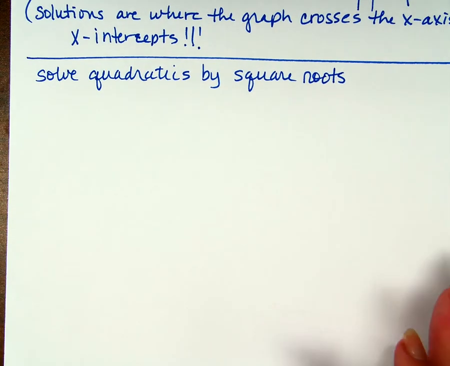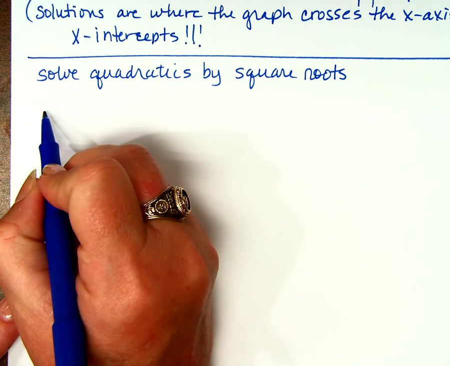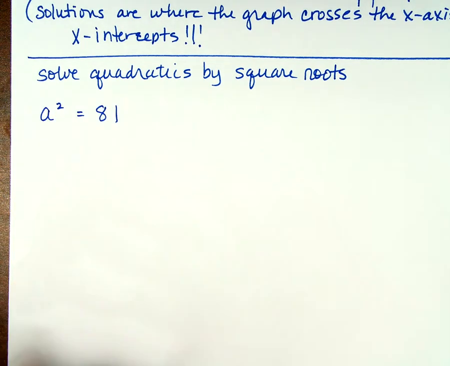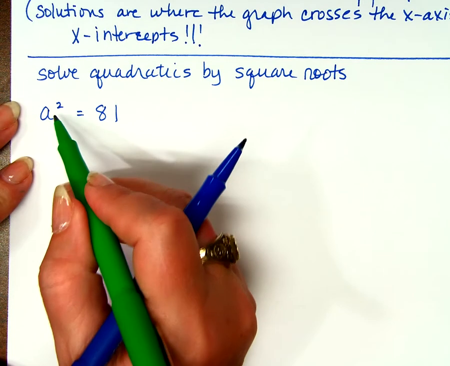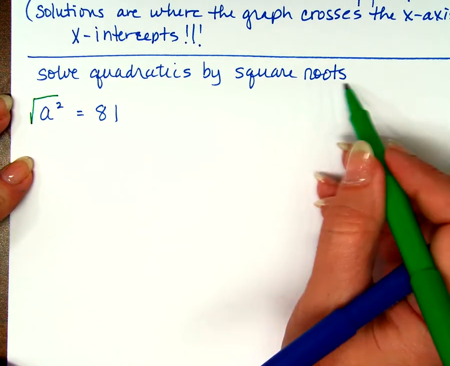Okay? And I've got 3 examples for this kind of problem. First of all, what if it says a squared equals 81? Like a super simple problem, right? How do I solve for a? Because how do I undo a square with the square root? Plus, you already knew that because it says square roots right there, right?